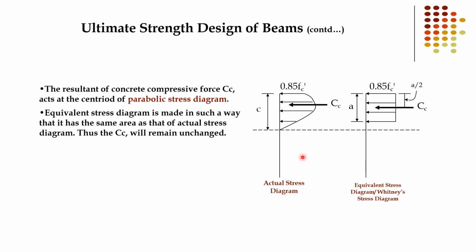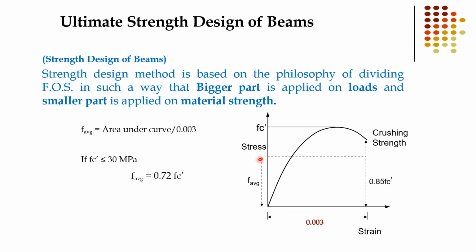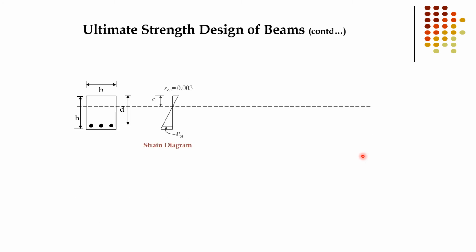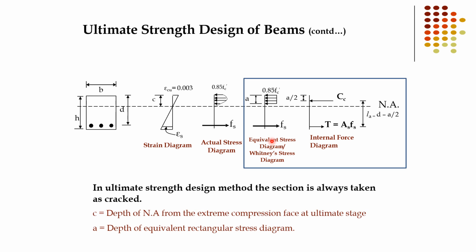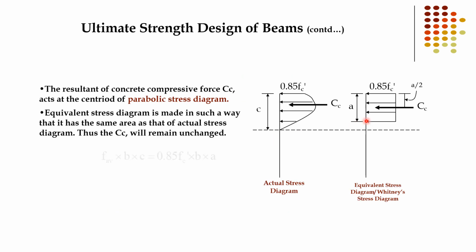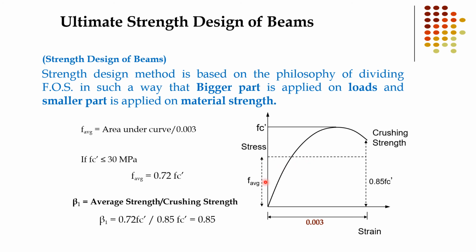Now we will compare the average stress diagram, okay, average stress diagram, here is the average stress diagram, with Whitney's suggested stress block diagram. Here is F average into B into C, that is the normal way. That is the normal F average. When we take the average stress, that is 0.7 Fc prime, the same area under the curve.